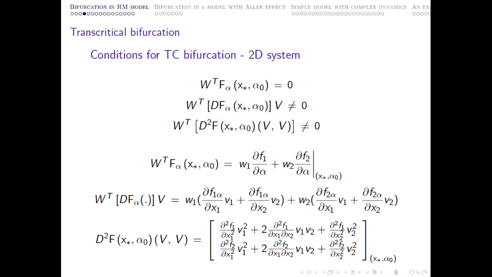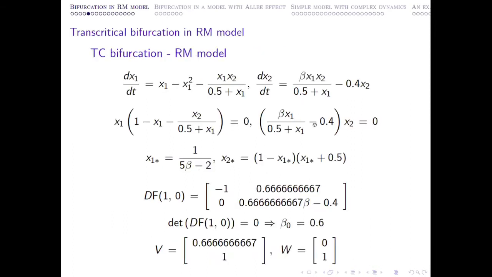Now the question is how this kind of result can be applied in a practical sense, that means for a particular problem. For that purpose, we again consider this Rosenzweig-MacArthur model, and here the parameter values are chosen except this beta. So we can consider beta as a bifurcation parameter.